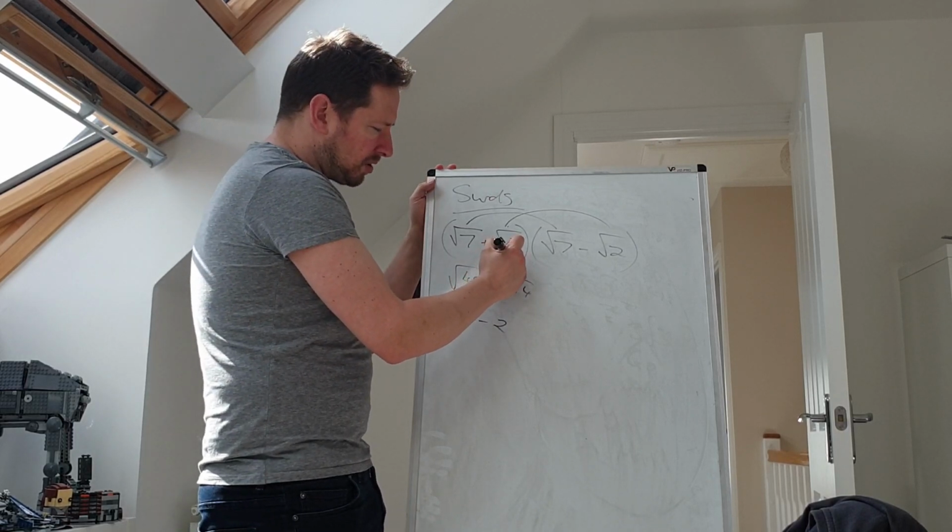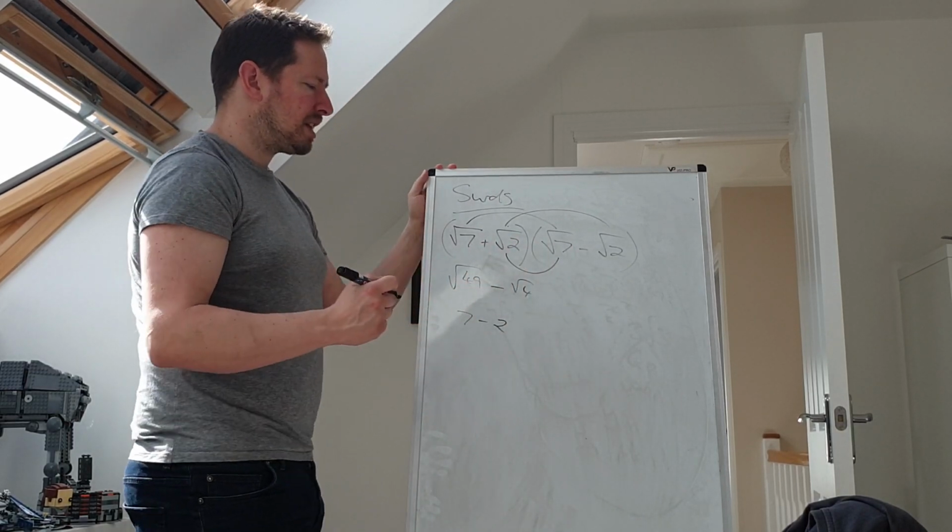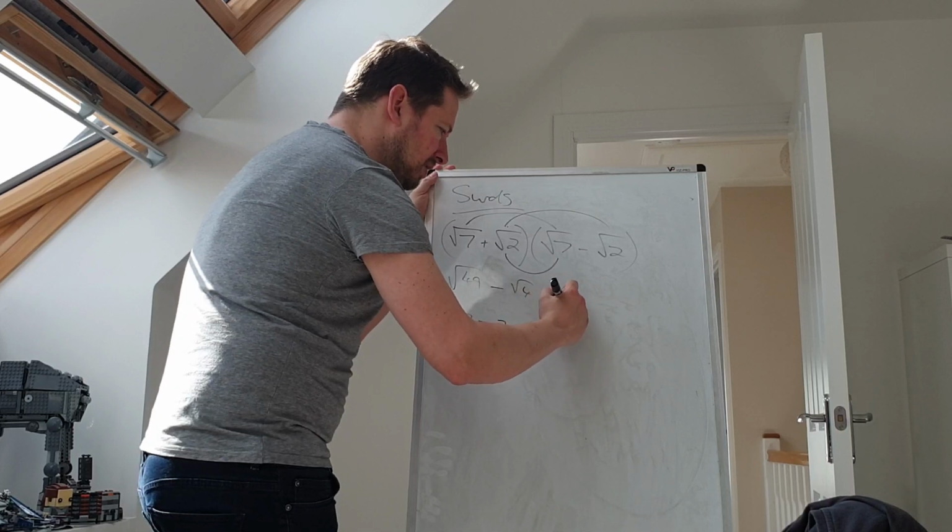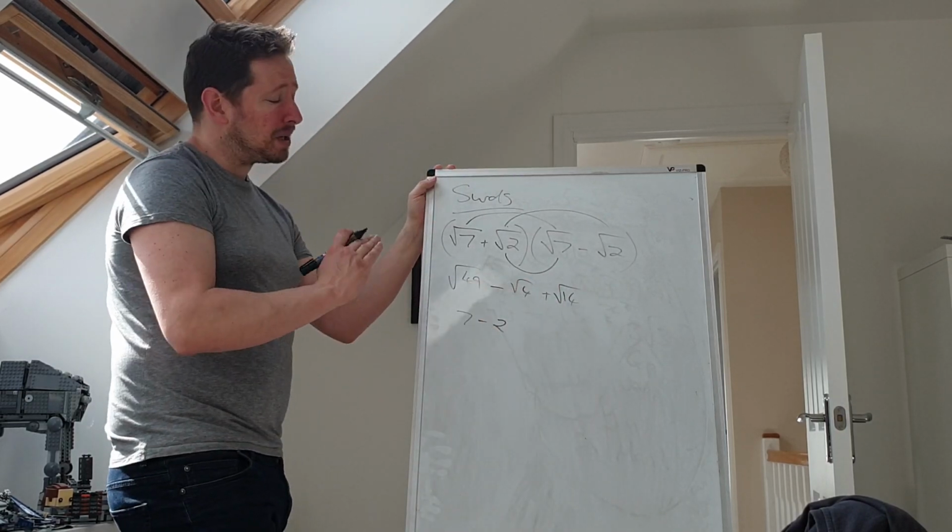Okay, the next one, I've got the square root of 2 times by the square root of 7. That's going to be plus the square root of 14. We can't cancel that one down, so we leave it like that.